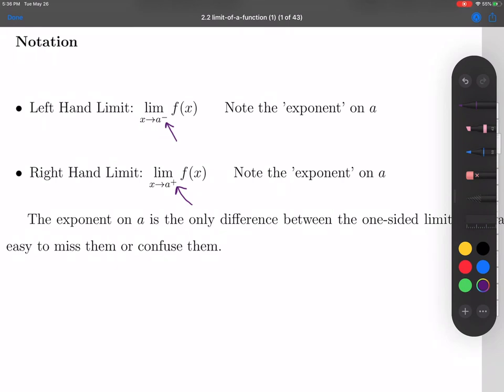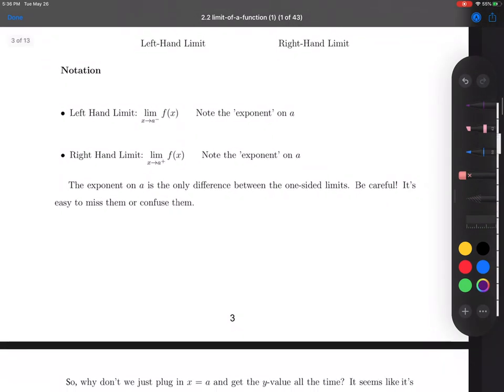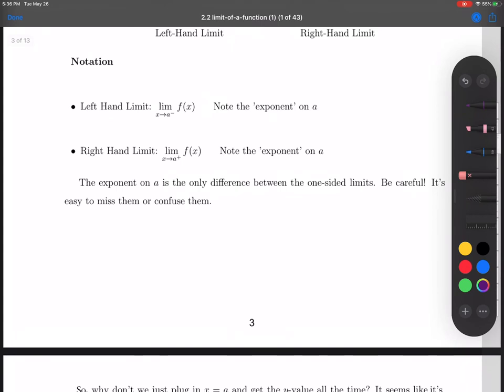And that means that you are approaching x, or I'm sorry, you're getting close to a from the right side. So that's what that means. That is the notation for them. You guys will see that throughout your textbook, and you're going to have to start to play around with this stuff in your homework as well. So don't be scared by the notation.